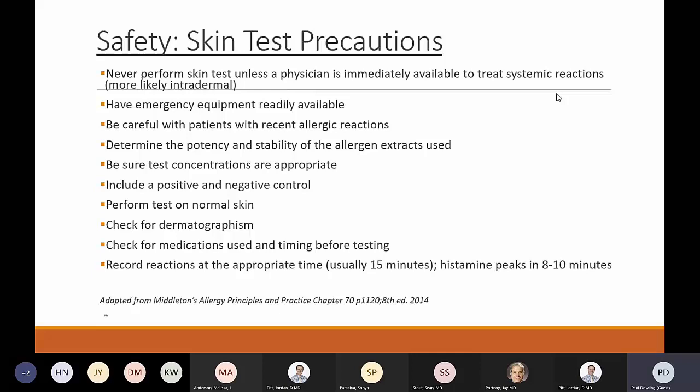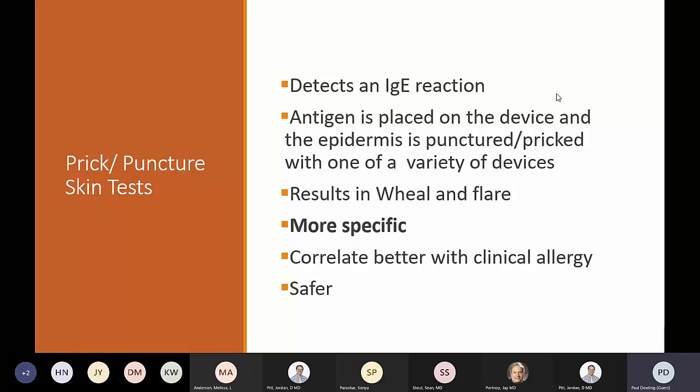Okay, let's talk about prick and puncture skin tests. They detect an IgE reaction. The antigen is placed on the device and the epidermis is punctured or pricked with one of a variety of devices. At Children's Mercy, they still use the Dermapick, which has little prongs on the end, and you dip them in a well, and a drop of the allergen adheres to those little pricks. And then you just basically prick the skin.